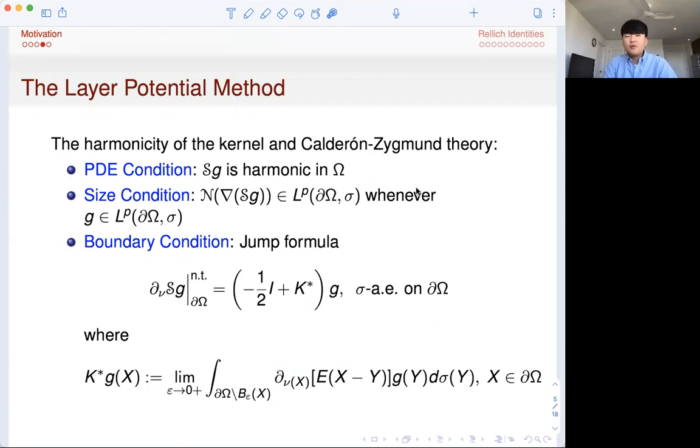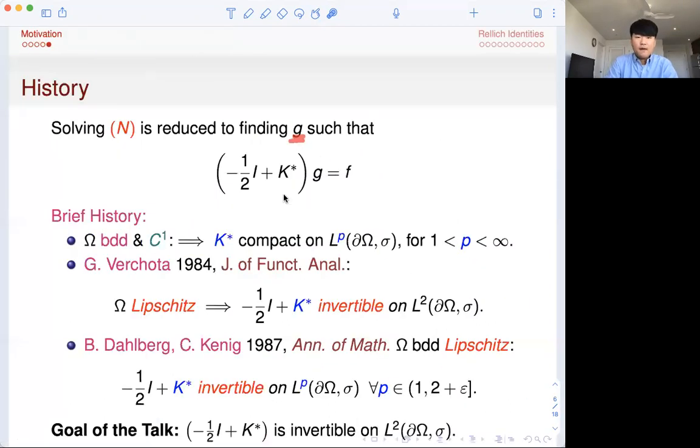So the only remaining thing for the Neumann problem is the boundary condition, which is that the non-tangential trace of the normal derivative is equal to the given L^p data f. So solving the Neumann problem is reduced to finding the function g such that negative one half identity plus K star of g is equal to the given L^p data f. And if we invert this operator, then the solution is going to be negative one half I plus K star inverse applied to f.